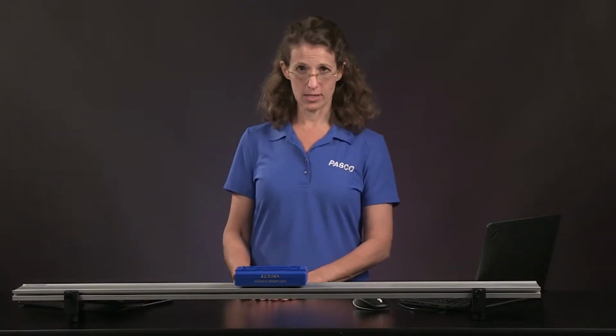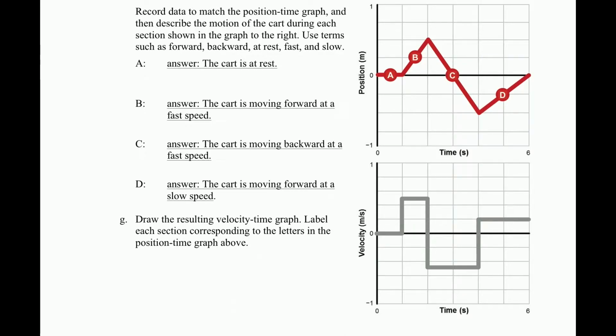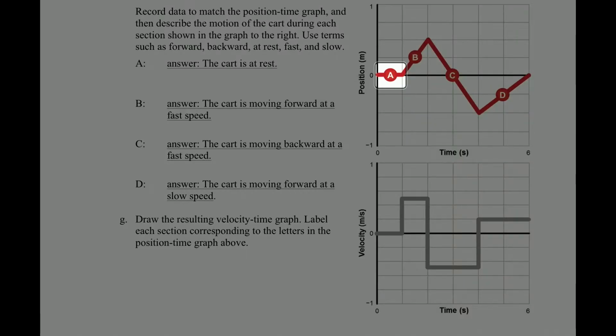To match the position time graph, the cart must begin at rest and then move in the positive direction, move in the negative direction past the origin, and then move in the positive direction again, but slower, ending at the origin.